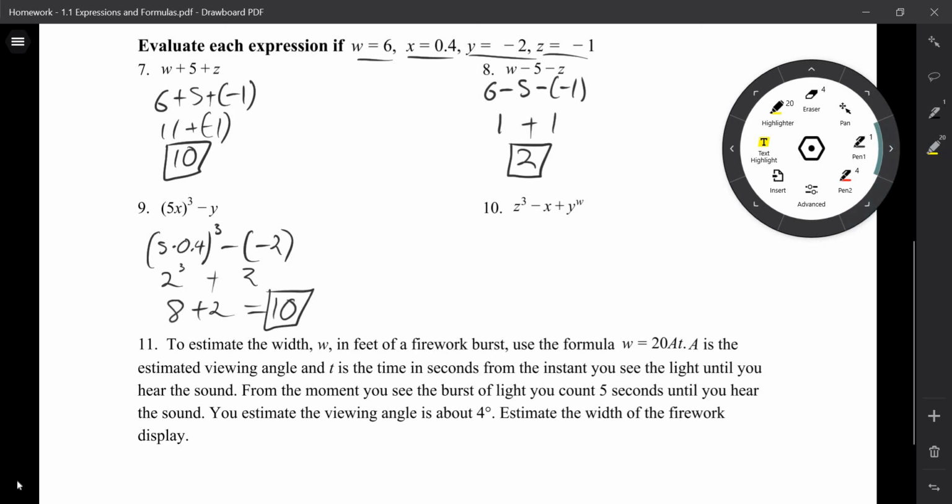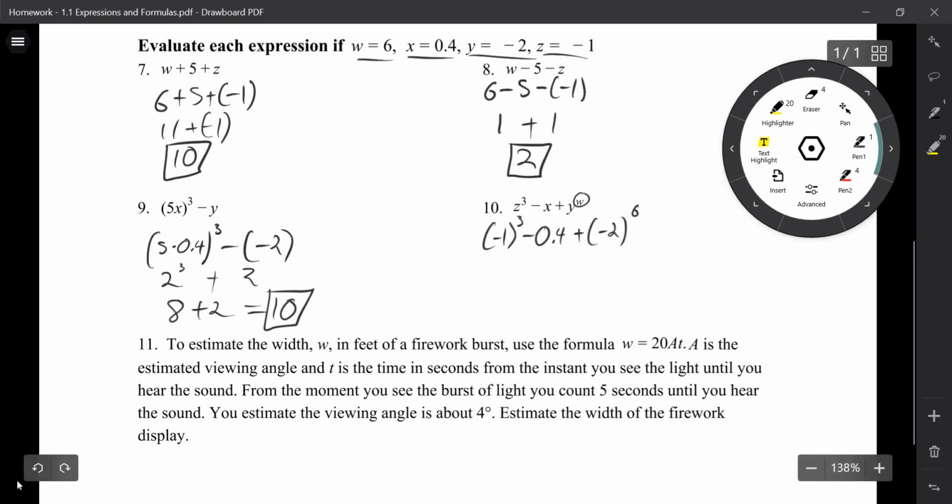For this last one, we have all four exponents showing up to the party. Let's see. We've got negative 1 to the third minus x, which is 0.4, plus y, which is negative 2, to the w, which is 6. So if we have a variable in an exponent spot, same exact thing, you just copy it straight in. And let's start dealing with it.